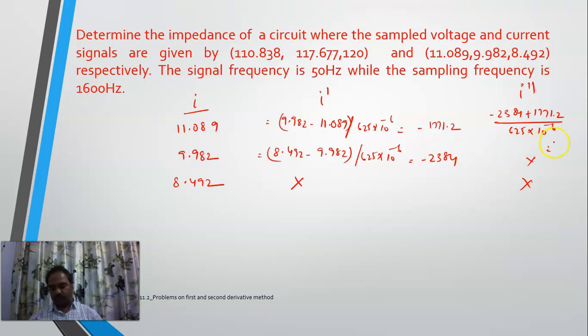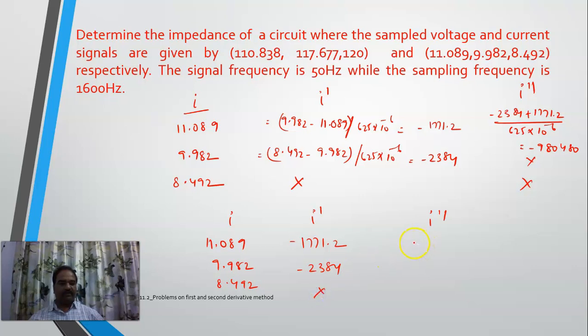So it is minus 980480. If I rewrite them, this is I dash and I double dash. It is 11.089, 9.982, 8.492, minus 177.2, minus 2384.